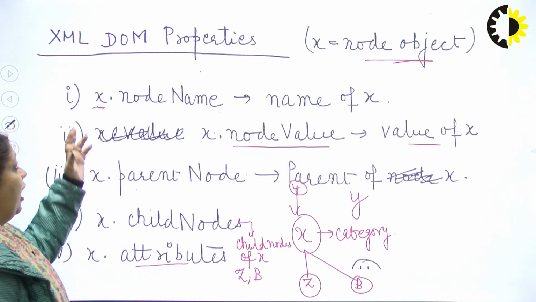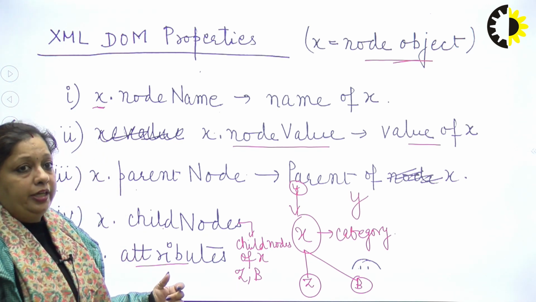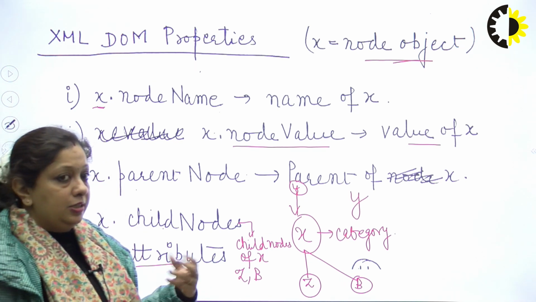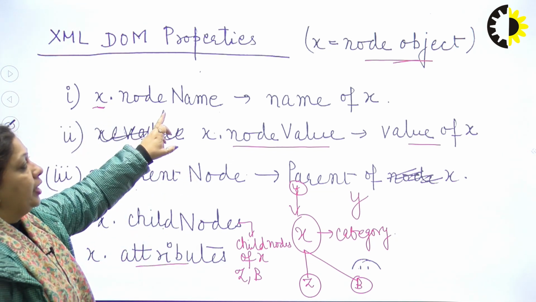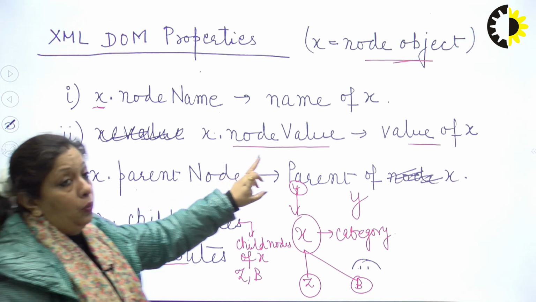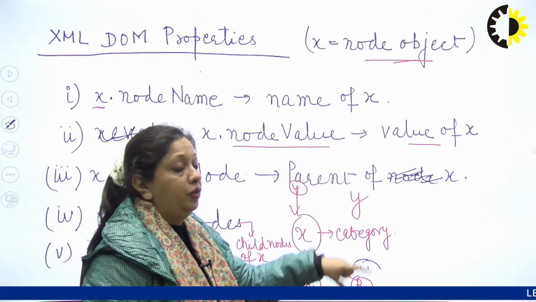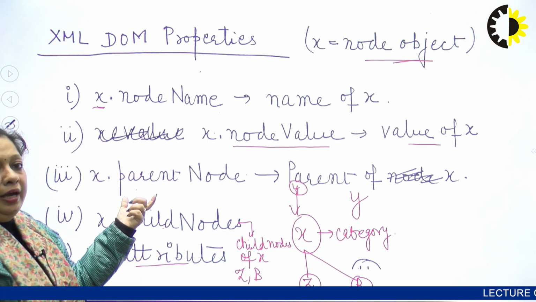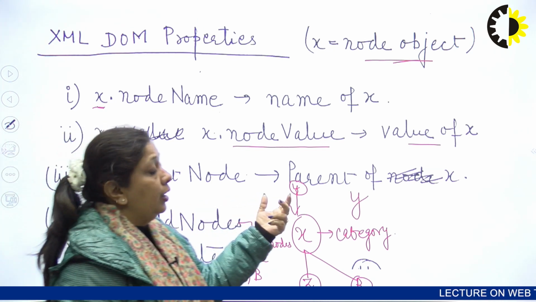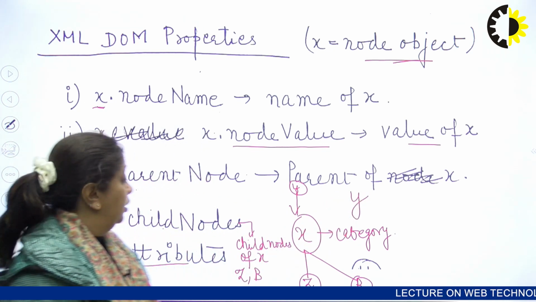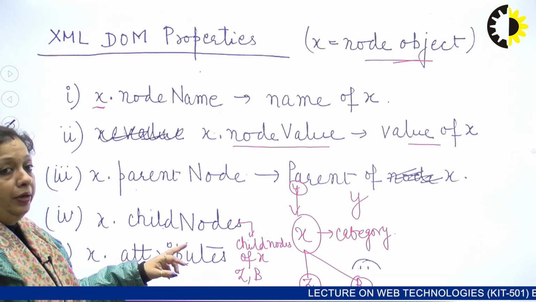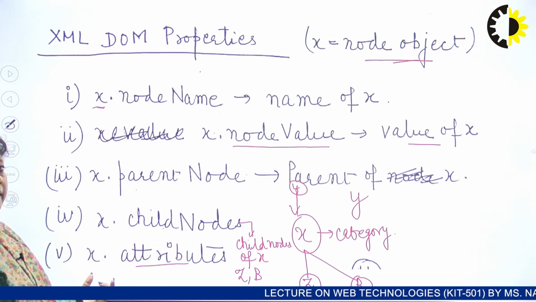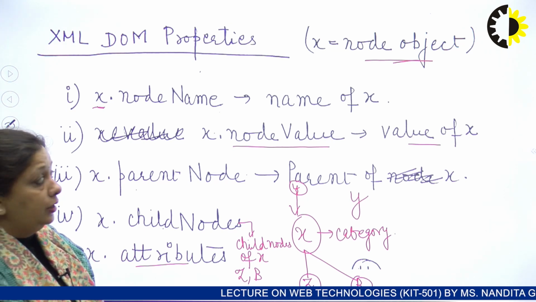So in total we have these 5 DOM properties which can be used to access the nodes in an XML document. That is the node name if I want to access my node using the name, then node value if I want to access the value of the node, then I have parent node which helps me to get the parent of a particular node x, x dot child nodes which helps me to get the child nodes associated with x, and x dot attributes. So these are the DOM properties.